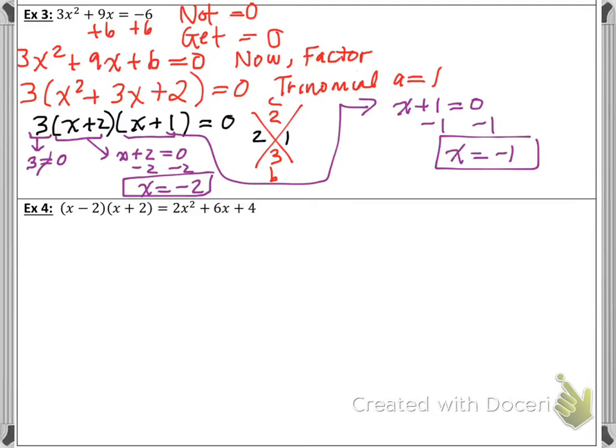Okay, one final problem. Example 4 has x minus 2, x plus 2 is equal to 2x squared plus 6x plus 4. So it looks like I have a factored form polynomial equal to a standard form polynomial, and I'm not exactly sure what to do, but I know that if I want to use ZPP, I need to get this equal to 0. So I want to get standard form, basically, which means I'm going to have to multiply the binomials on the left. So we need to get equal to 0, but we're going to multiply first.